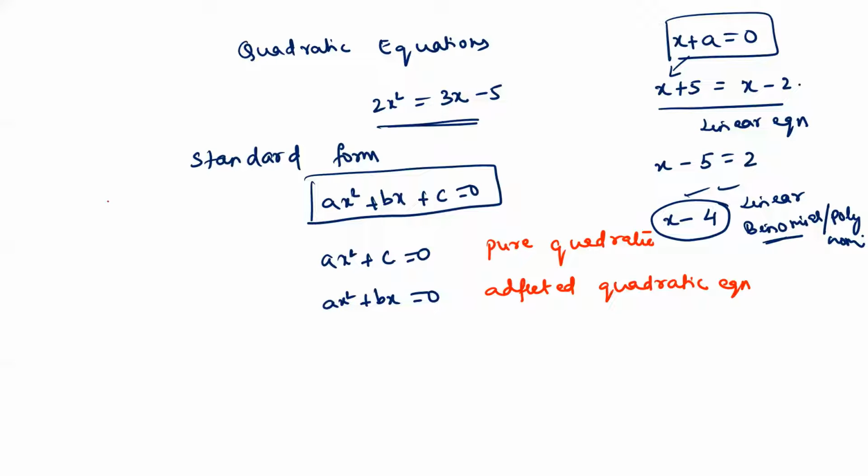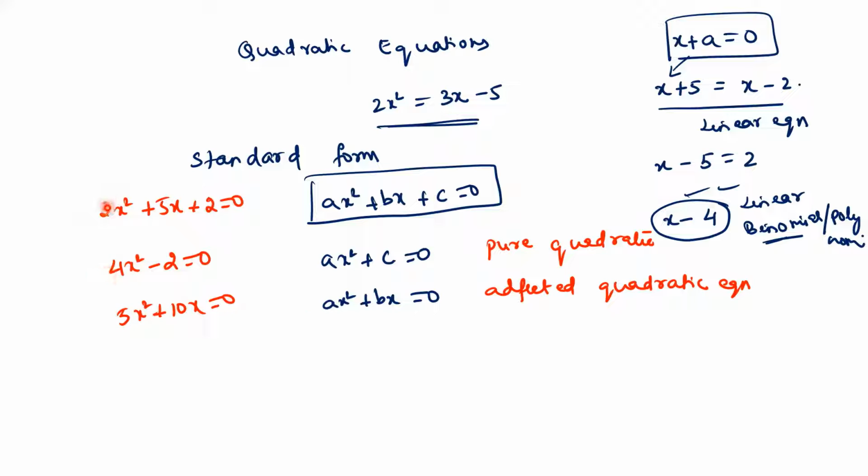Something like, for example, we have 2x square plus 5x plus 2 equal to 0. This is a standard form. It's a regular quadratic equation. Pure quadratic is something like this. And adfected will look like this. Is this clear? Yes, ma'am. Because in these equations, the highest power of x is always 2.